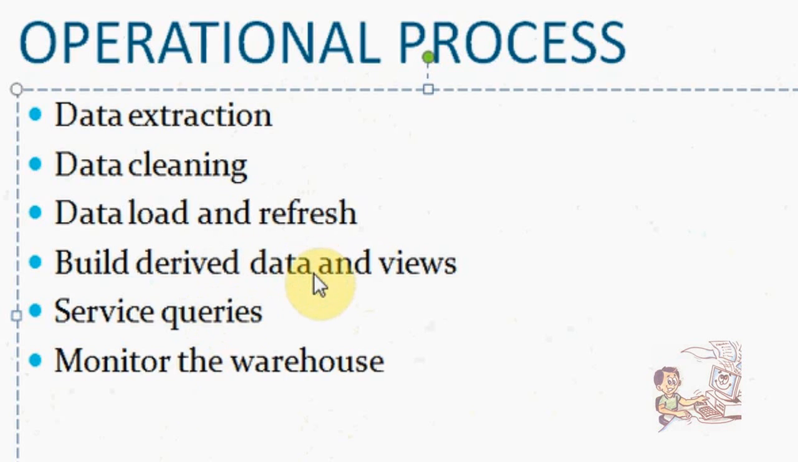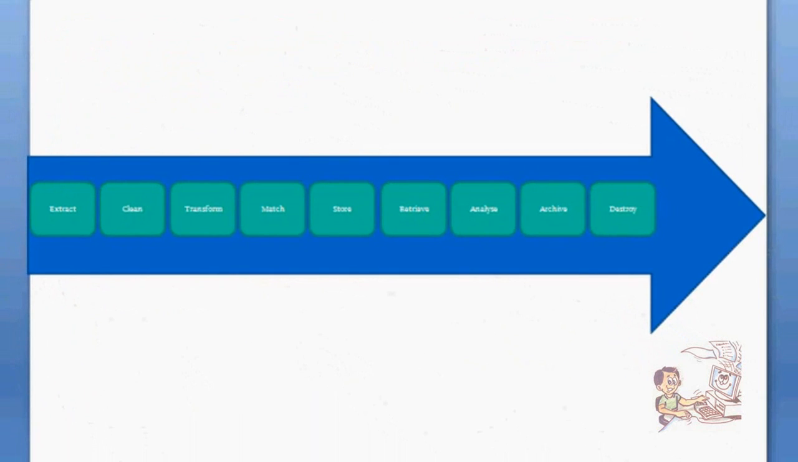So here we are applying so many logics and everything, and service queries, monitor the warehouse. This is the complete process of the migration of the data from multiple locations to a single data warehouse: extracting, cleaning, loading and refreshing, applying conditions, writing the queries, monitoring the output. These are the total operations we have in the ETL part: extract, transformation and load. So this is the complete process.